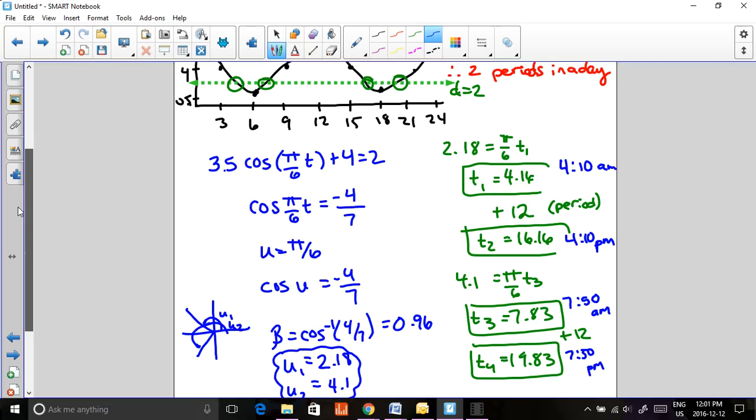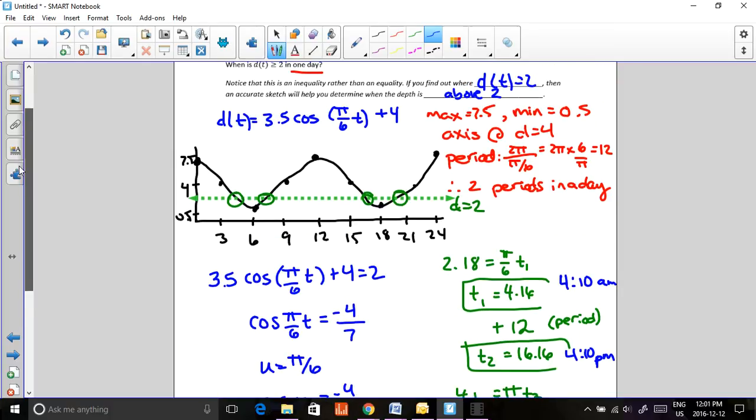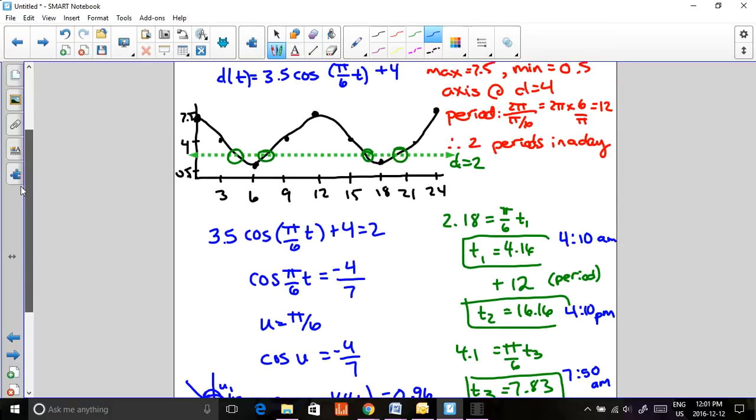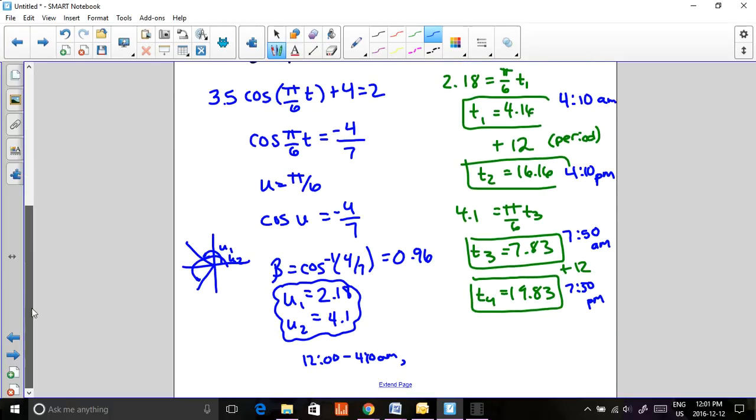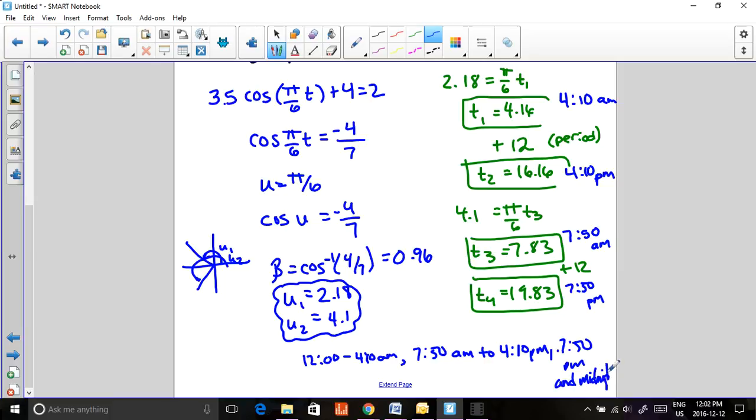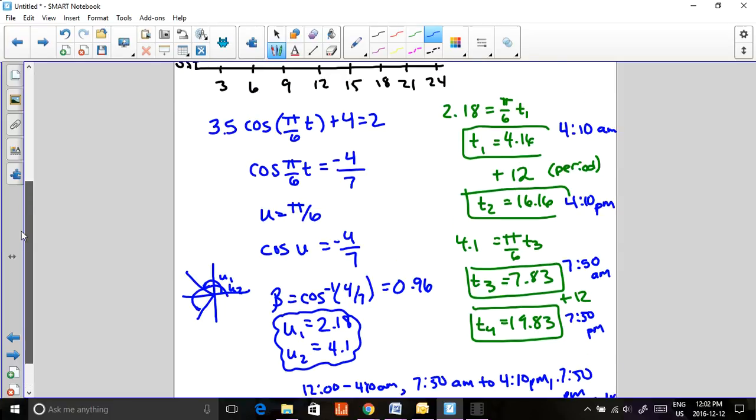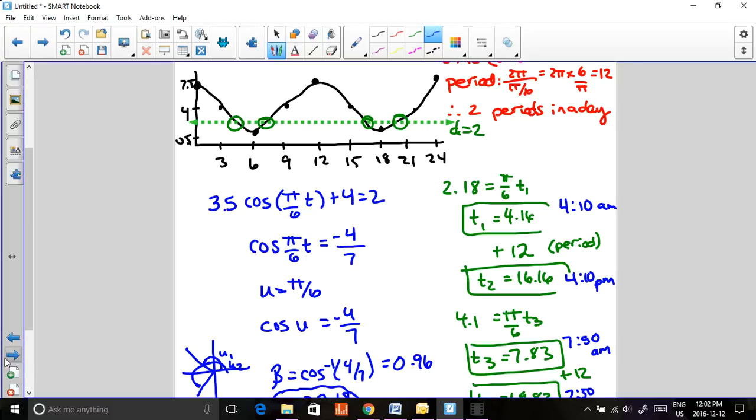Okay, so that's one interval. And then between these two points, so between 7:50 a.m. and 4:10 p.m., and then between 7:50 p.m. and midnight, because it only asks for the first day. Okay, so it is past midnight as well, but it only said within the first day. So that's how we use our algebra here combined with our graph here to answer an inequality.